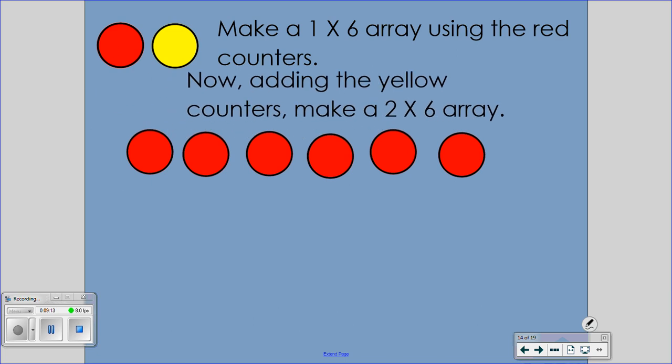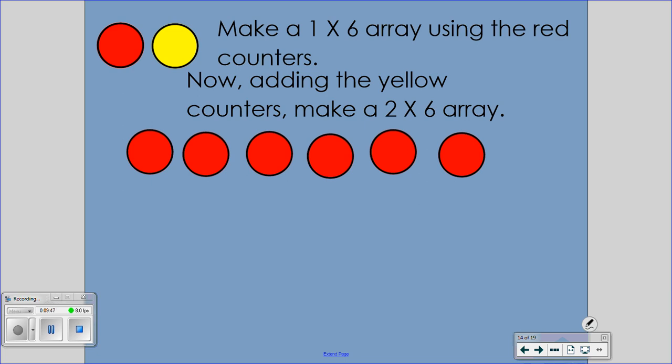Alright, now adding yellow counters, I want you to make this 1 by 6, I want you to turn it into a 2 by 6. Just adding yellow counters to what you've made. Where are you going to put yellow counters next to your 1 by 6 to make it a 2 by 6? Good, Brian. Good, Lucy.